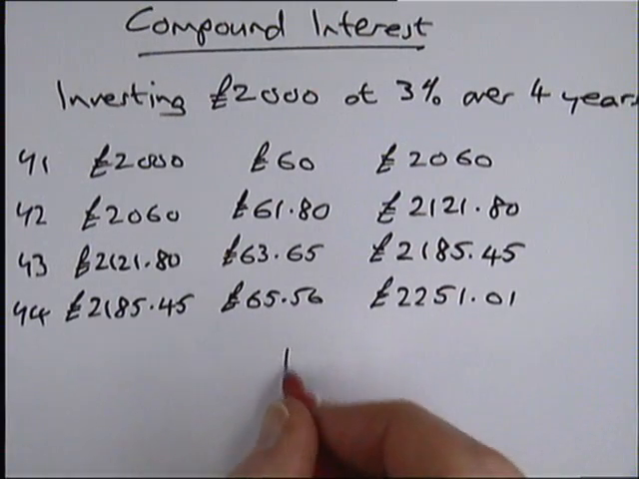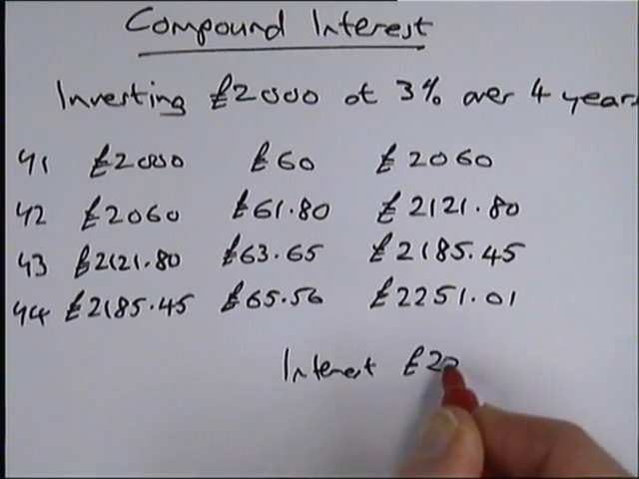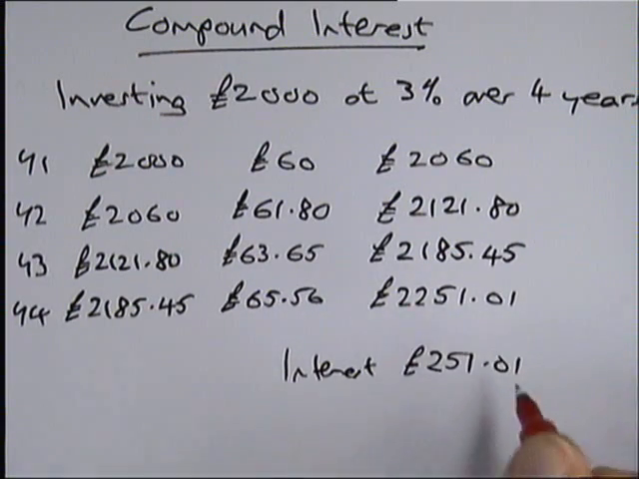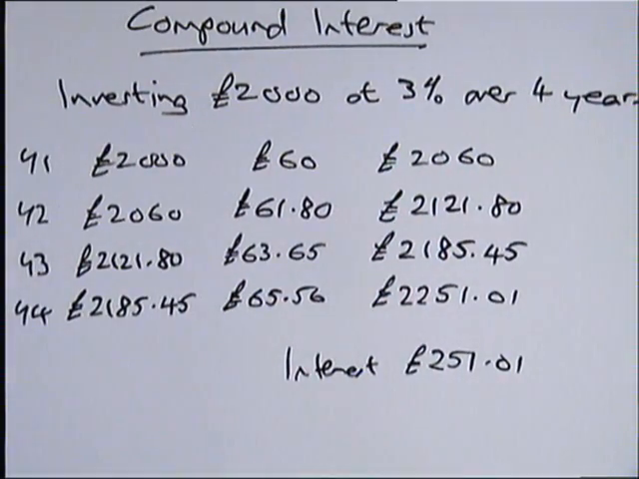So the interest we have received over that 4-year period is £251.01. And you could also get that figure by adding up the 4 amounts of interest we had here.